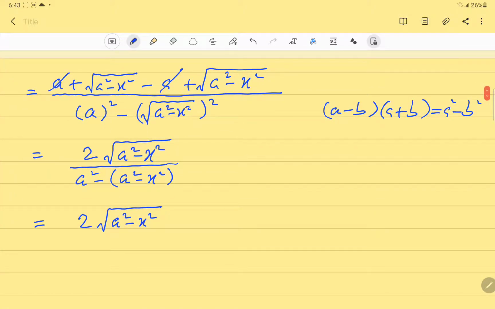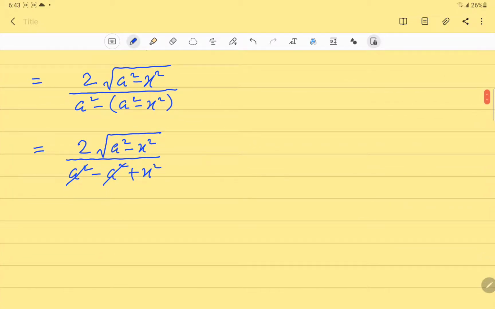We will open the bracket in the denominator: minus a squared plus x squared. A squared will cancel with a squared, minus and plus, and our final answer is 2 into square root of a squared minus x squared, over x squared.